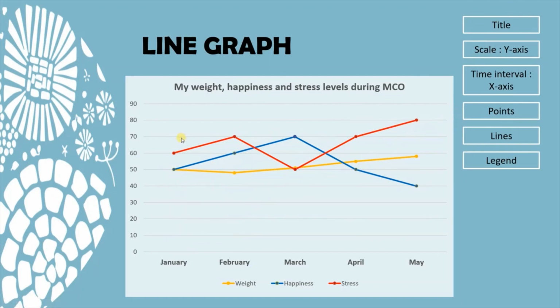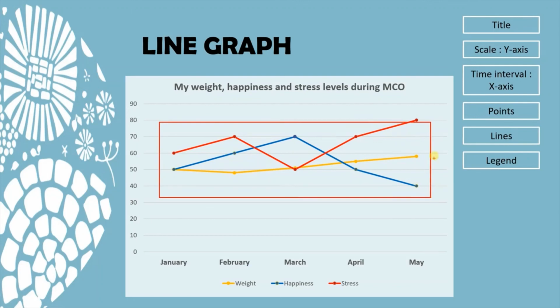In a line graph, of course, you must have line. Sometimes you have different lines, more than one line. The lines are used to connect the points.